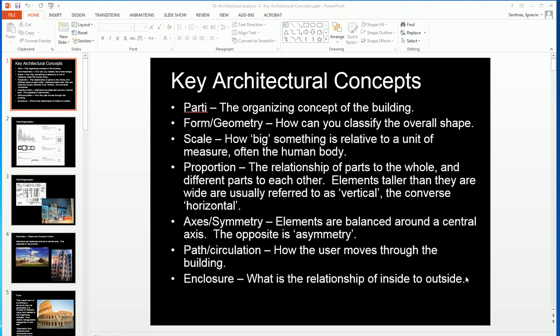Guys, so I'm going to get started with this next presentation. One of the things that becomes important for you to understand about analyzing and studying architecture, especially in a survey history course like this, is that there are certain things and reasons that architects and designers use as devices for how they create buildings.